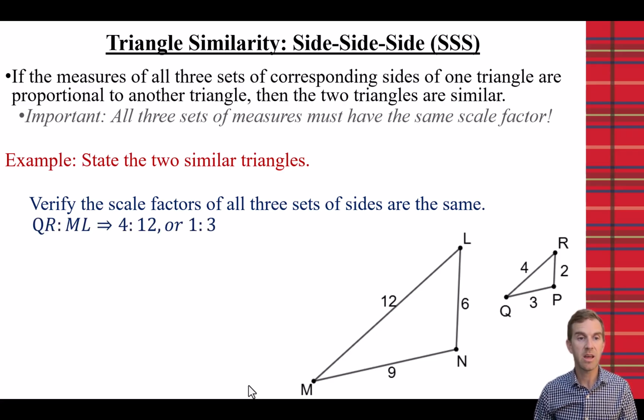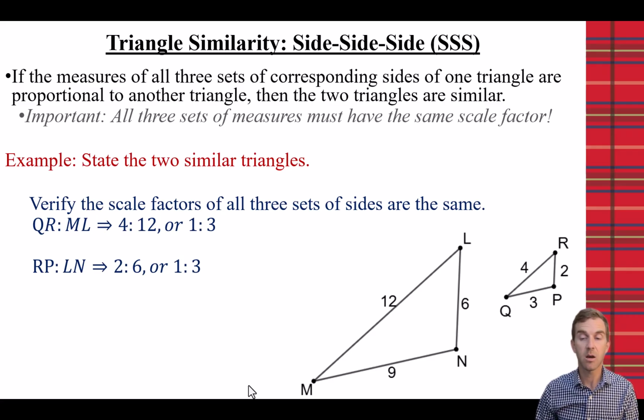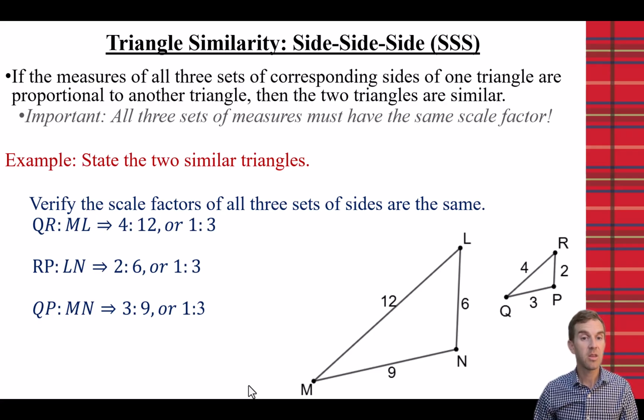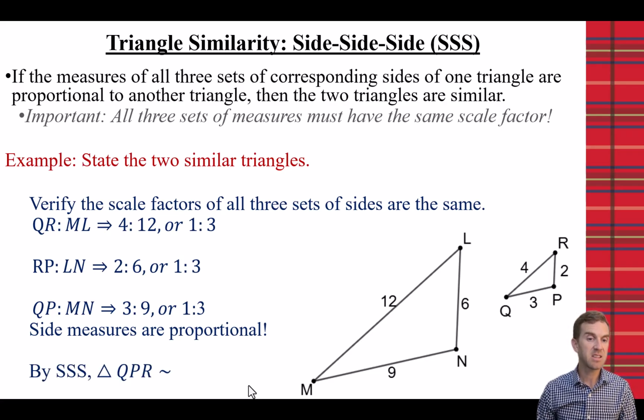In this case, we know that QR to ML has a 4-to-12 or 1-to-3 ratio. RP to LN is a 2-to-6 or, again, a 1-to-3 ratio or scale factor. And then QP to MN has that 3-to-9, which is also a 1-to-3 scale factor. Therefore, they all have the same scale factor. All the sides have the same proportion. Therefore, it is by side, side, side, triangle QPR would be similar to triangle MNL.